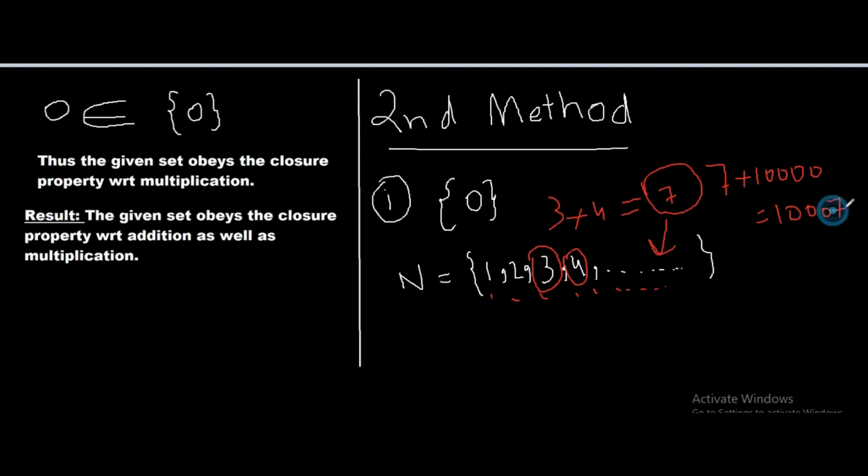So this 10,007 is also included in this set, because this set is unlimited and it has this member as well. So the natural set is obeying the closure property of addition. Closure means the result has been closed into this set. Every result has been closed.